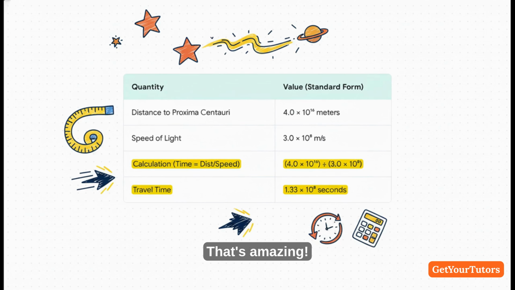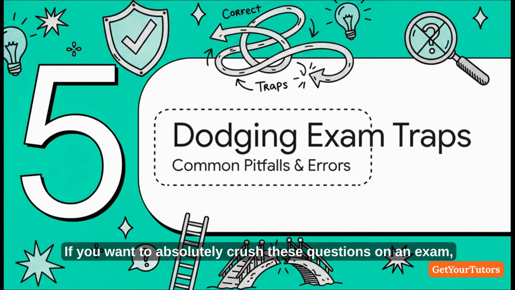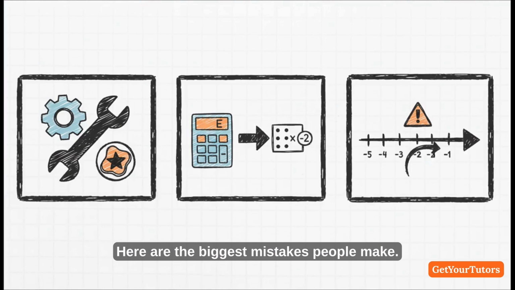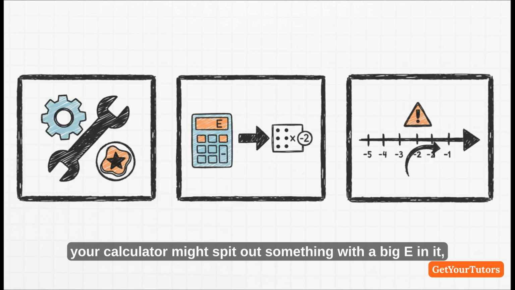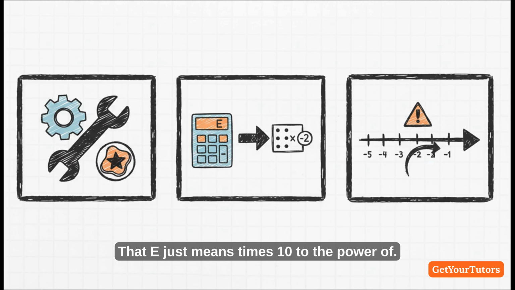That's amazing. Okay, let's wrap this up with some pro tips. If you want to absolutely crush these questions on an exam, it's not just about knowing how to do it. It's about knowing how not to mess it up. Here are the biggest mistakes people make. Number 1, forgetting that final adjustment. Always check your A. Number 2, your calculator might spit out something with a big E in it, like 3.4E5. That E just means times 10 to the power of. Don't forget to write it out properly.